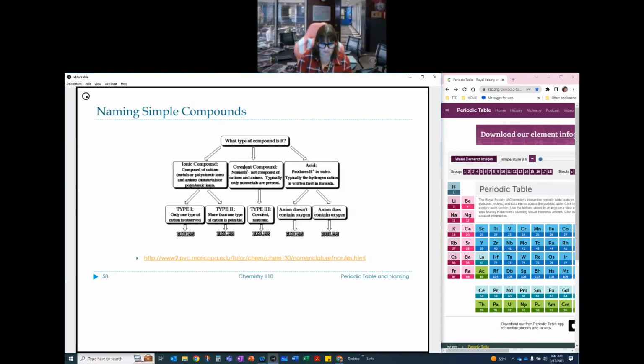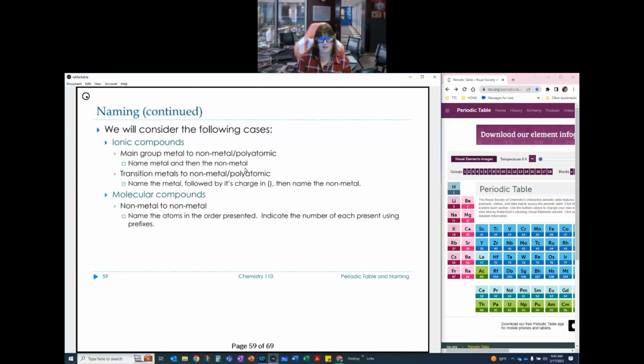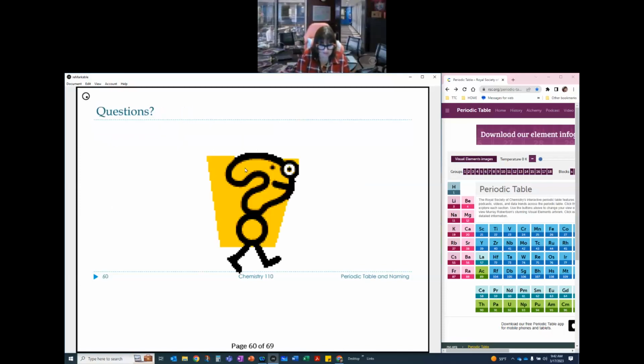Okay, so questions, comments, problems on any of our nomenclature? So we will consider ionic compounds, either main group, metal to non-metal or polyatomic, and transition metal to non-metal or polyatomic, and then molecular compounds. Okay, so those are the two cases that you'll need to do. Questions, comments, problems?